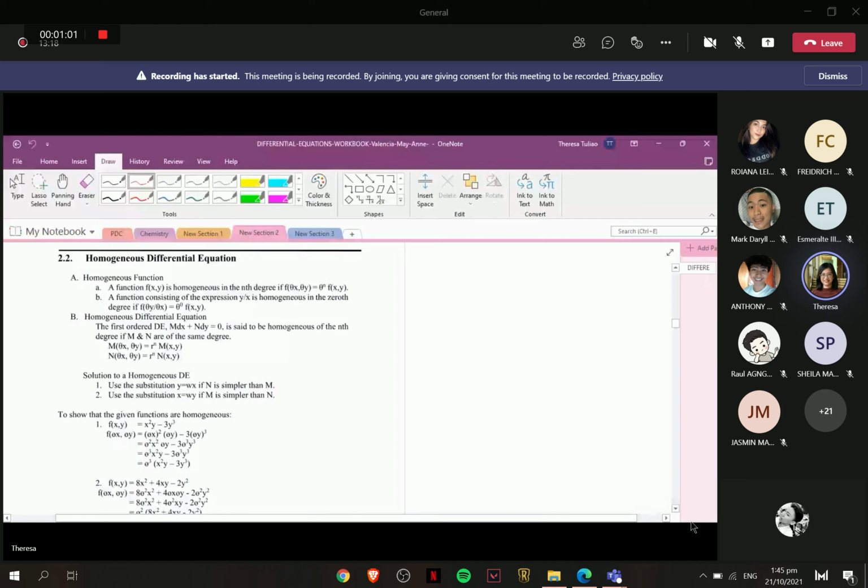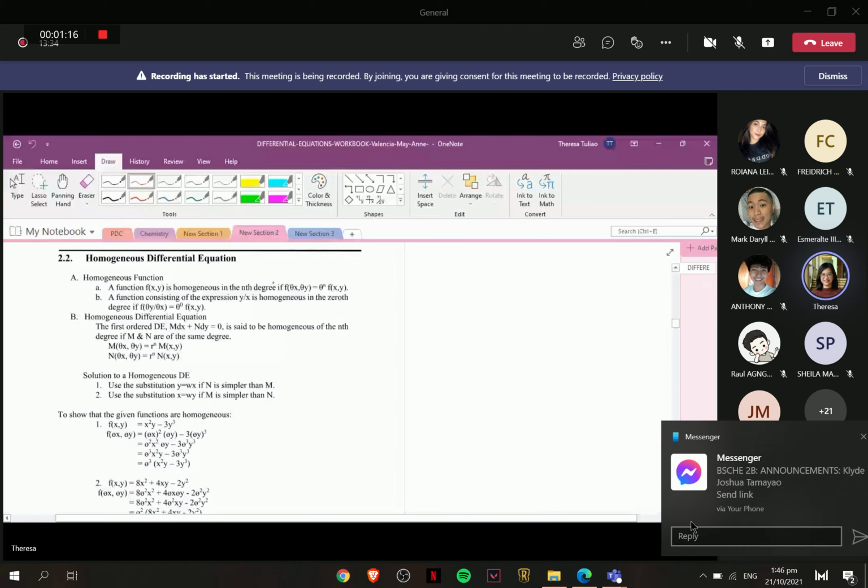If, for example, you have a given function, you substitute θx for the original x, and θy for the original y. Its form should become θ raised to n times f of x, y, for it to be said to be a homogeneous function. So we will see that later.